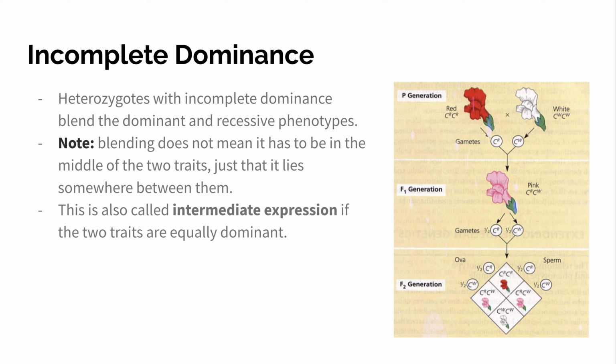Now, an important thing to note with incomplete dominance is that the heterozygote phenotype will not necessarily be exactly in the middle. Sometimes it skews closer to one side than the other, and that's okay. As long as it's somewhere in between the two phenotypes, it's still incomplete dominance.